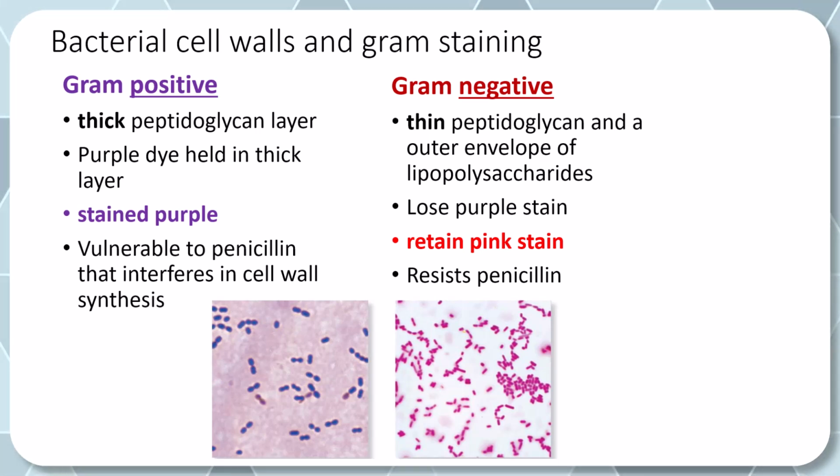So in the gram staining process, they retain the purple dye, so they tend to be stained a dark purple color. Gram-negative bacteria, on the other hand, have a thin peptidoglycan layer, and they have an outer envelope as well. So they do not retain the purple stain. Instead, they retain a pink stain. You can see at the bottom of the slide there are gram-positive bacteria that are purple, and gram-negative bacteria that are pinkish.